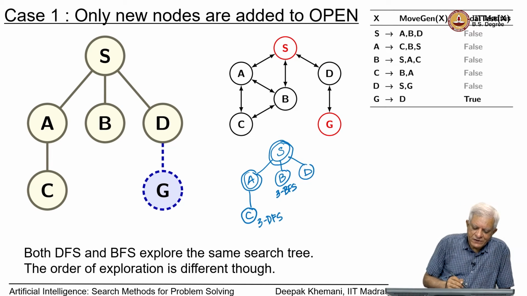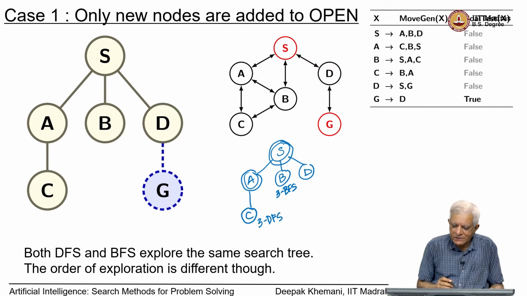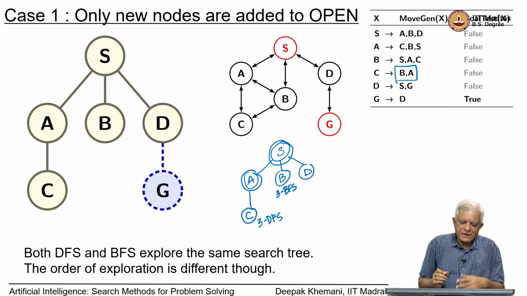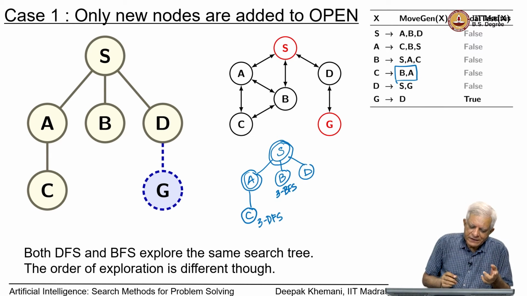Anyway, so depth first search will look at C, and then there are no new children of C. C has children, as you can see here, B and A, but B is already on open and A is already on closed. So, no new children of C are added.